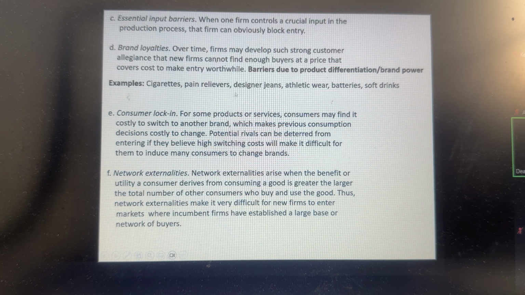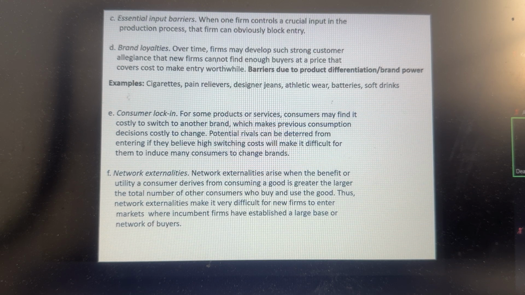And the next one, C, essential input barriers. Suppose that to produce one product, there is a very strategically important raw material. Without that raw material, you cannot enter the market. That entire raw material supply is controlled by one or two firms, right? Those firms provide the strategically important raw material to the existing firm. By controlling the input supplies, you can prevent others from entering the market.